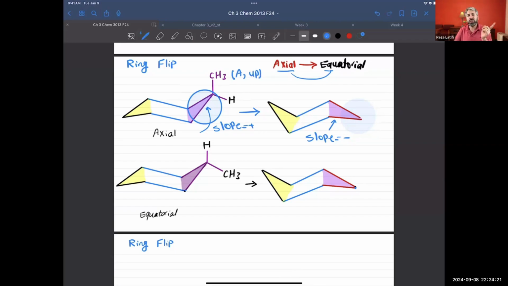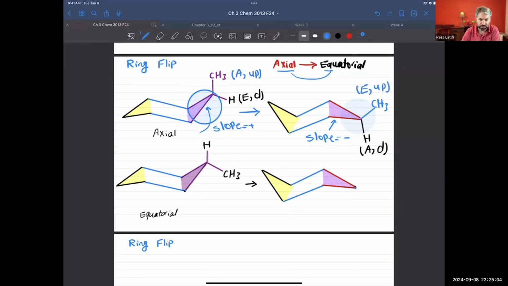When you do ring flip, the axial will turn to equatorial. So I'm going to show the equatorial position. The equatorial position will be here, and that's going to be CH3. CH3 is pointing up. Where is the hydrogen? Hydrogen will be here, pointing down. Remember, hydrogen was equatorial and pointing down. Now hydrogen is axial, but still pointing down. How about the methyl? Methyl was axial, now is equatorial, but it's pointing up.